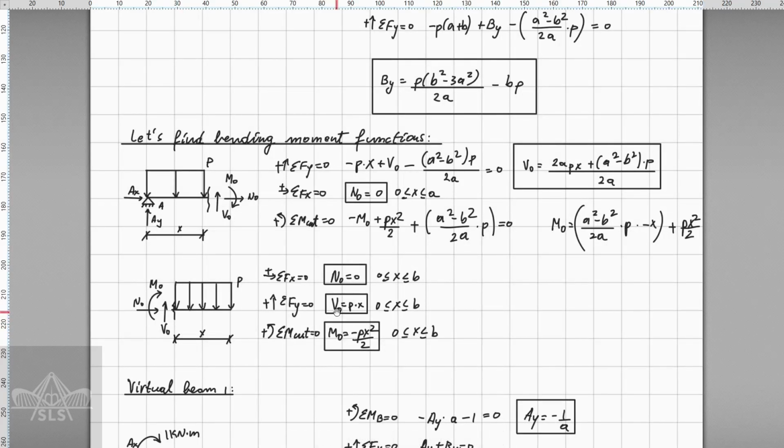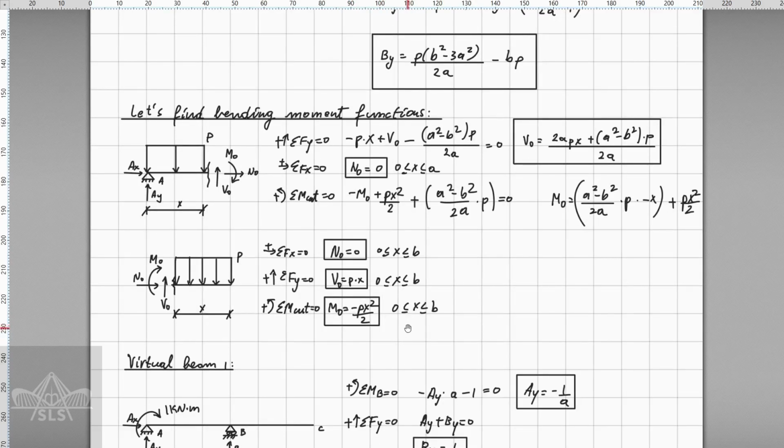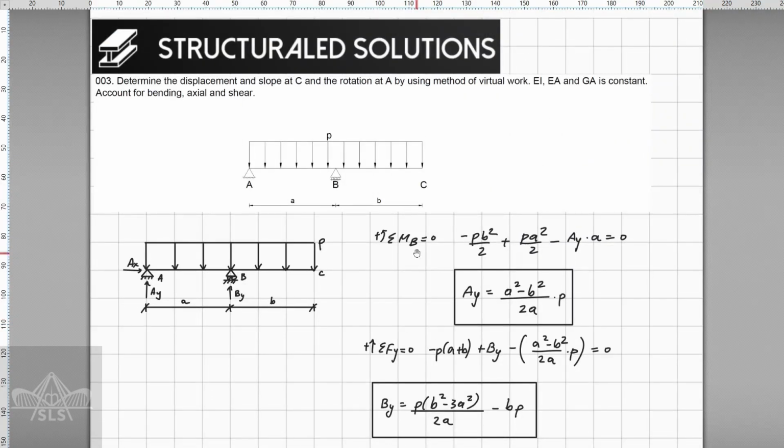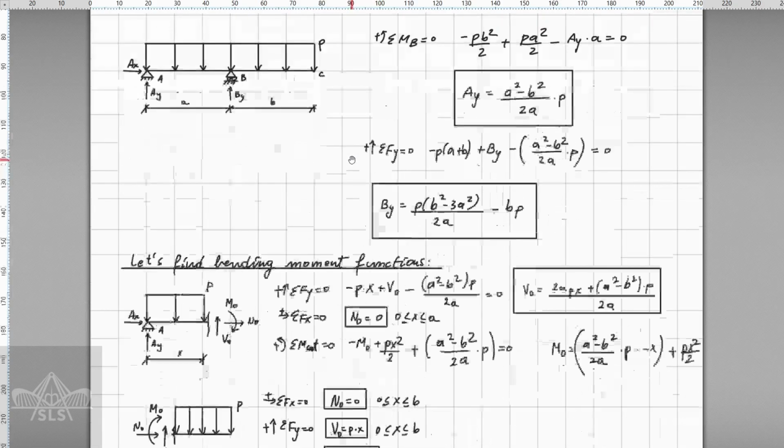And then, as we did previously, we use the equilibrium equations and we determine the axial force function, the shear force function, and the bending moment function for the boundaries mentioned here. After we do this, next we have to jump to the virtual beam, and according to the task, we need to determine the displacement and slope at point C and the rotation at point A.